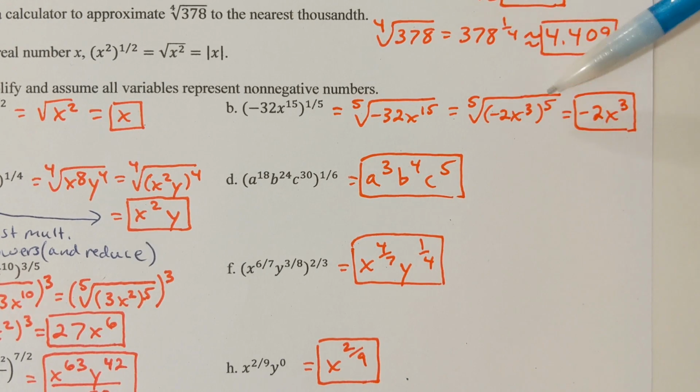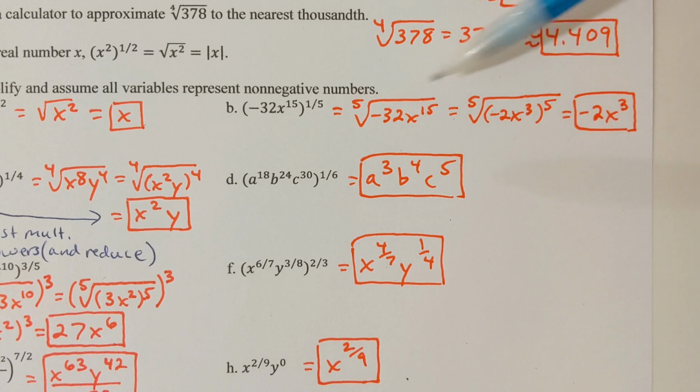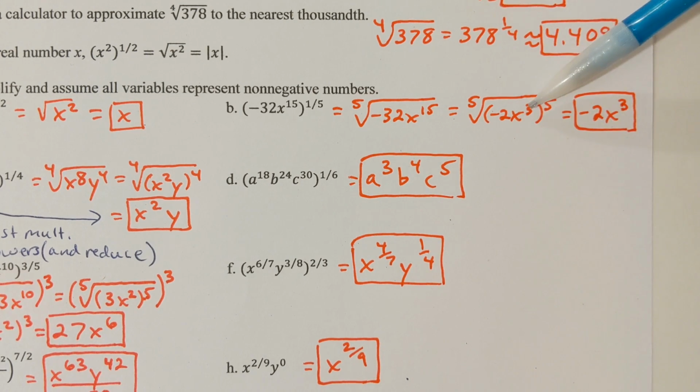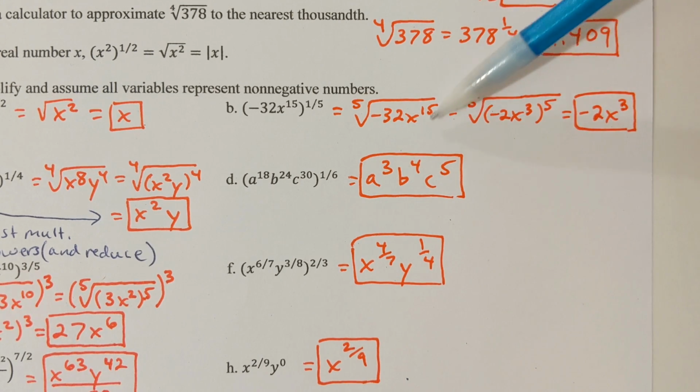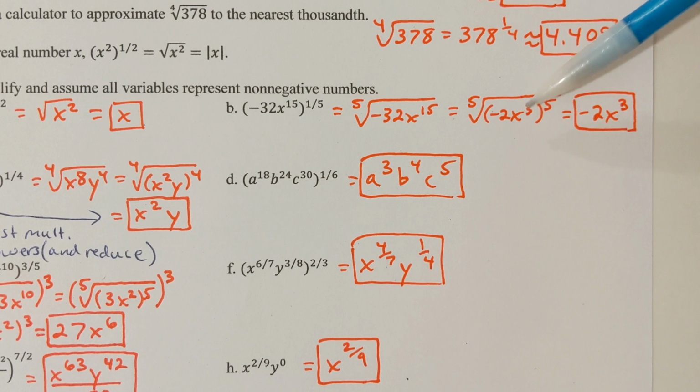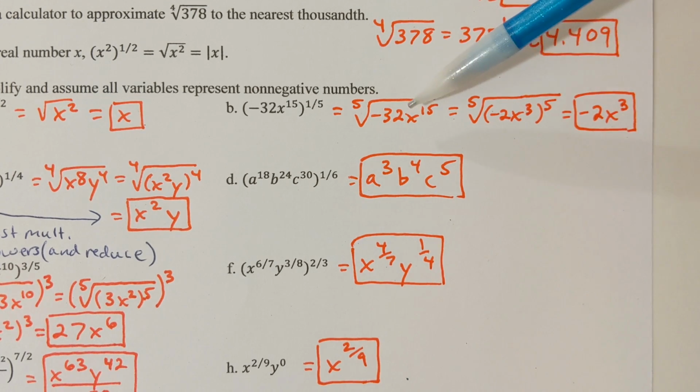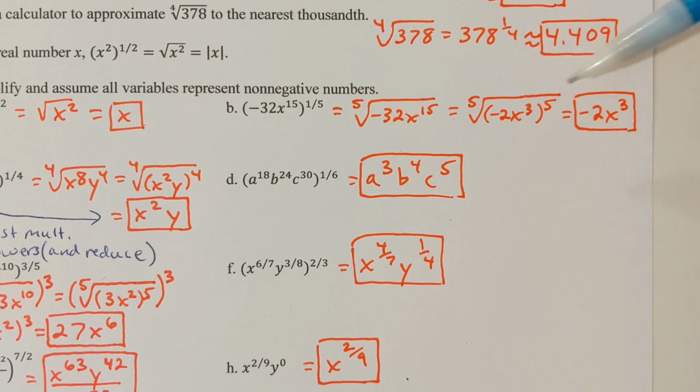I know negative 2 to the 5th is negative 32. X cubed to the 5th would be the same as x to the 15th. So negative 2x cubed, all that to the 5th, would be the same as negative 32x to the 15th. The 5th root of something to the 5th power means that the index and the power of 5 will go away, and that's going to leave me with just negative 2x cubed as the answer.